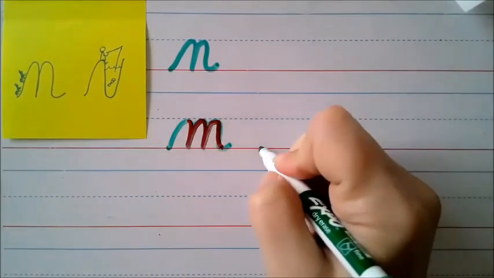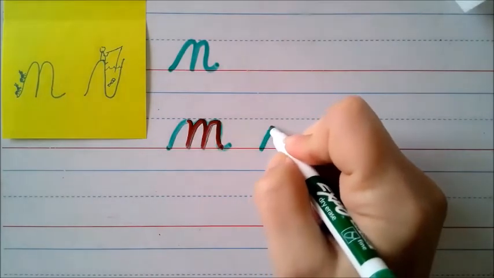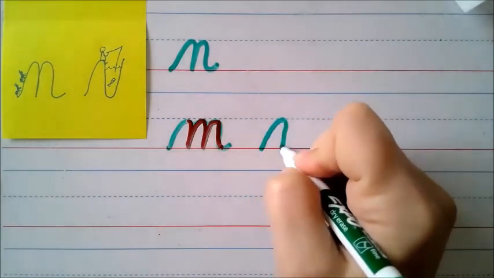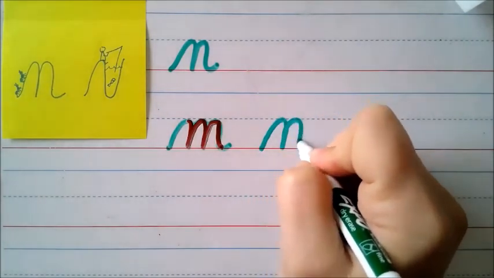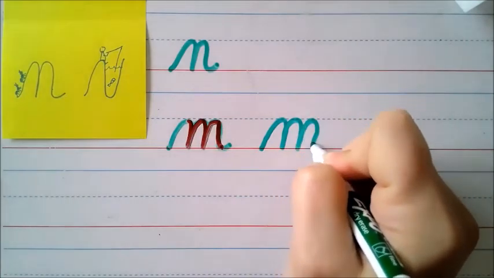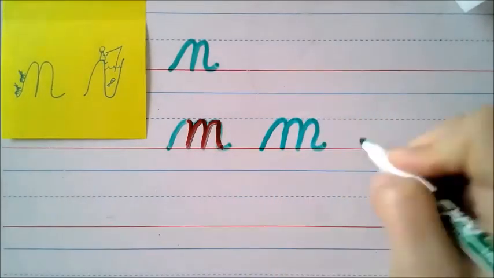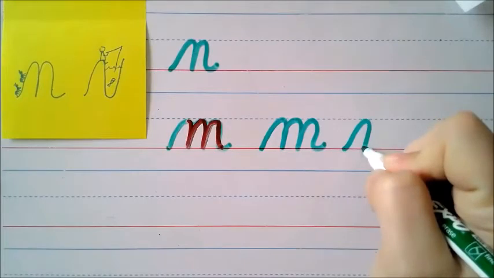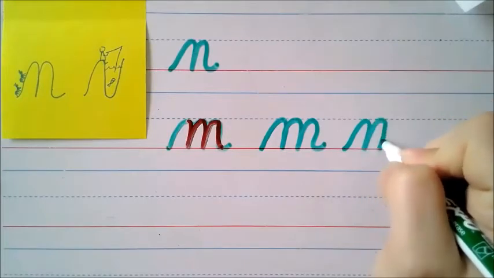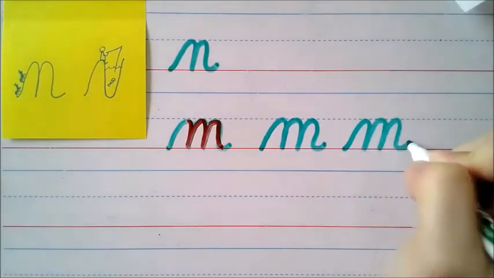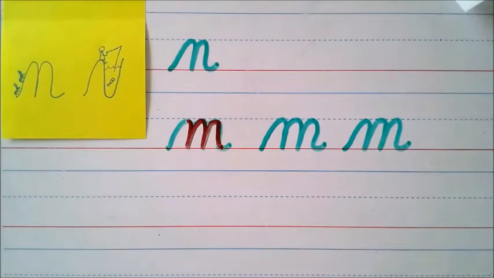So again, starting at the writing line, overhand curve up to the midline, down, trace back up, curve over and down, trace back up, curve over and down, tail. One down, two down, three down. There is the letter M.